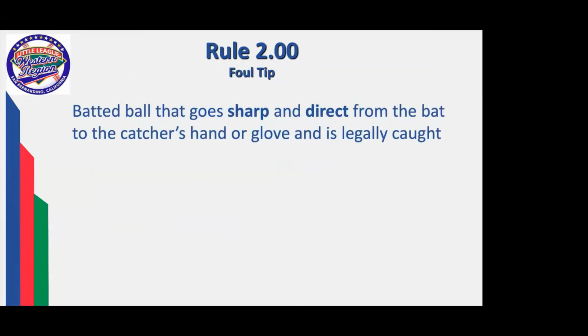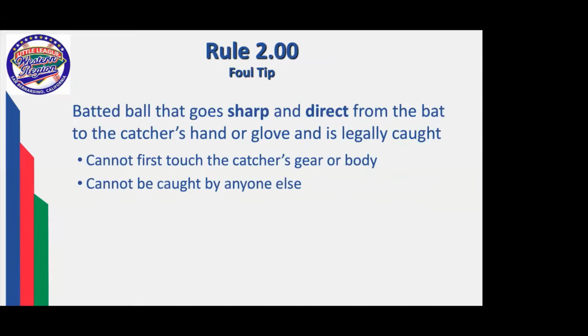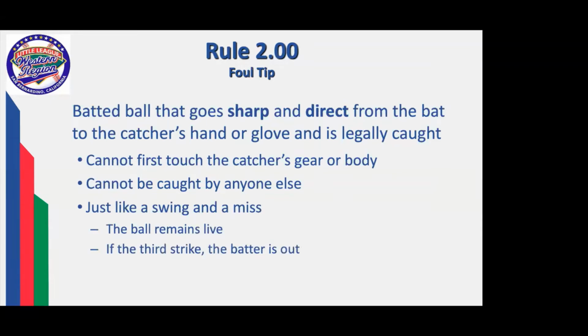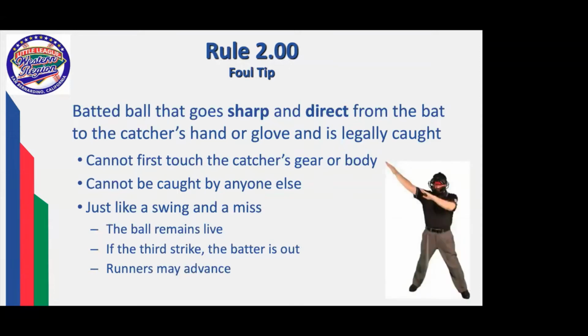A foul tip. Batted ball going sharp and direct from the bat to the catcher's hand or glove and is legally caught. It cannot first touch the catcher's gear or body and cannot be caught by someone else. For example, the third baseman charging in on a bunt, if it bounces off the catcher's glove, cannot be caught by the third baseman to be ruled a foul tip. You treat a foul tip just like a swing and a miss. The ball remains live.